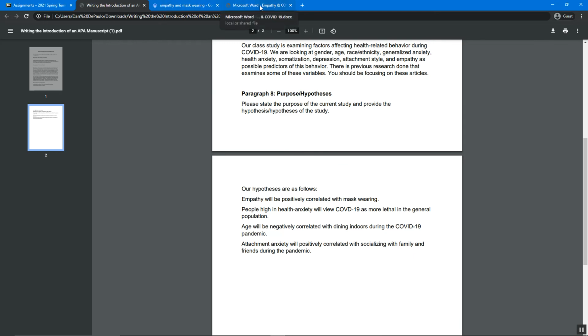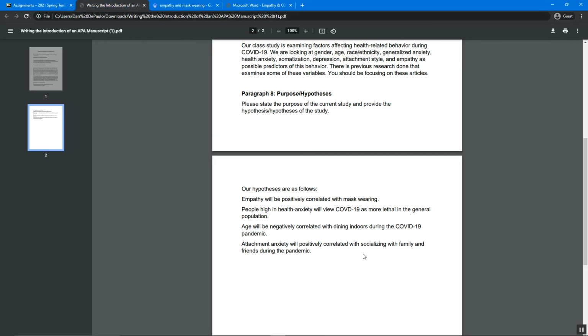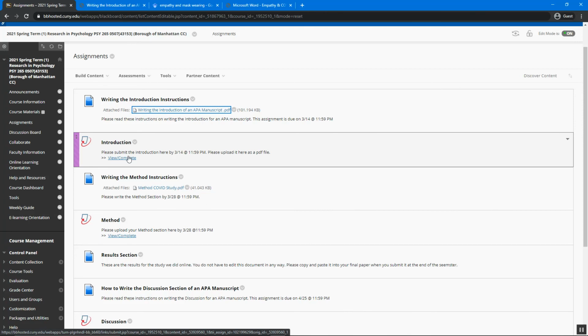So let's go back. So that's basically what you have to do for these 8 paragraphs. And let's go back to Blackboard. And once you're done with this, you're going to go to this introduction. So save your document as a PDF file. And then when you're done, you're going to upload the PDF under introduction here. You're going to submit it, click on this link, and then you're going to be done.